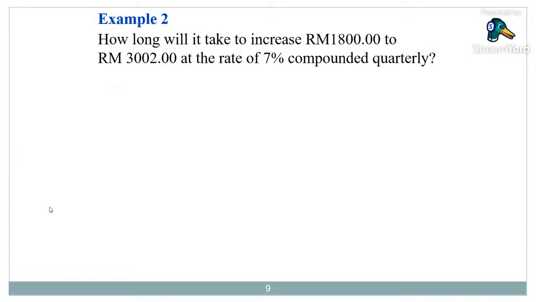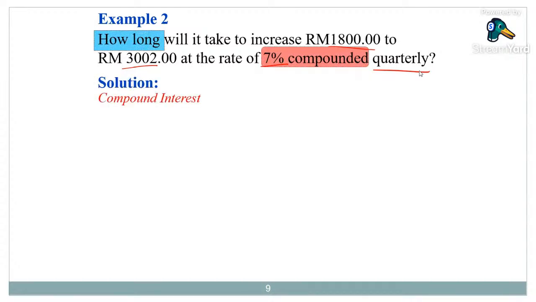How long will it take to increase 1,800 to 3,002 ringgit at the rate of 7% compounded quarterly? Okay, highlight kat sini 1,800 to 3,002 ringgit, 7% compounded quarterly. Okay? Okay, so kita ada apa? Kita ada principal and then how long kita nak cari times lah. So principal 1,800 and then the future value 3,002 ringgit and then the J equal to 0.07.